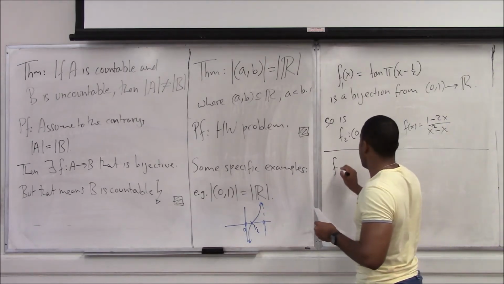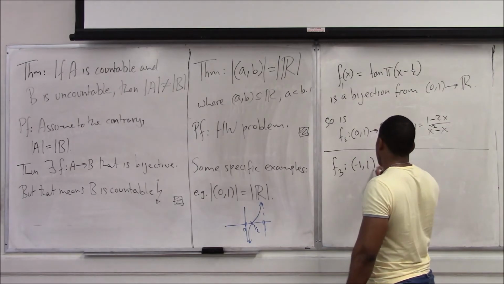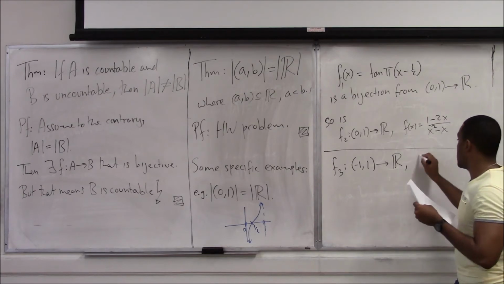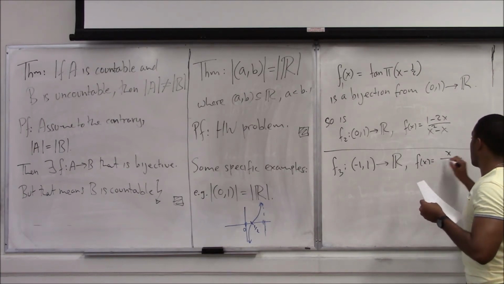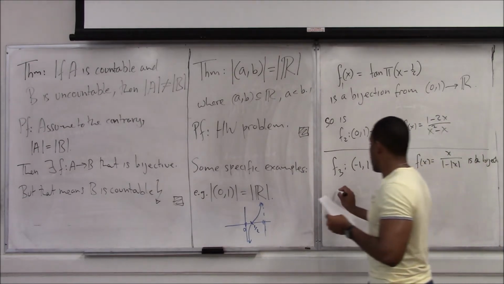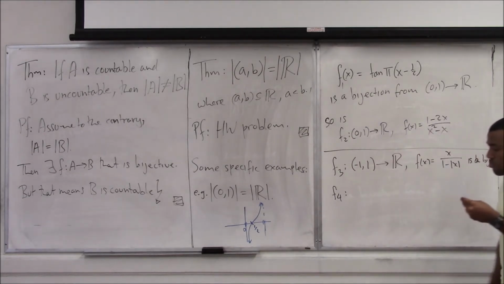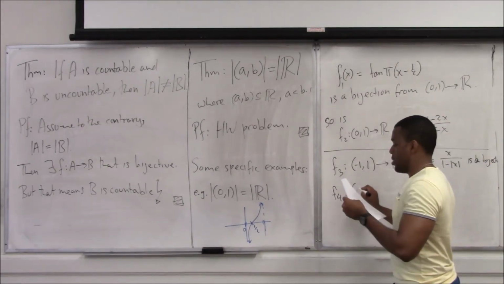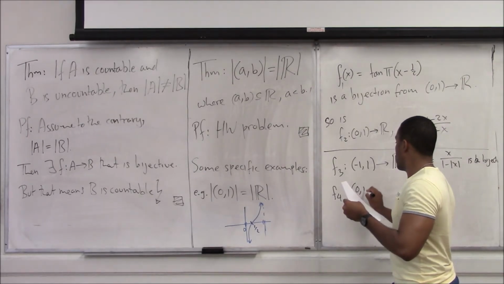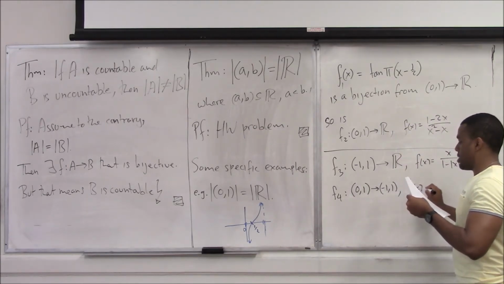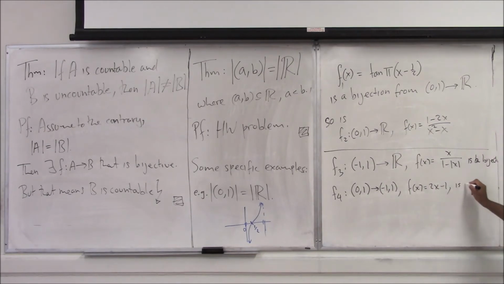Here's another example. F3. Let's go from -1 to 1 to all of R by this guy. F of x equals x over 1 minus absolute value of x. This is a bijection. Of course, when I say it's a bijection, we have to verify that. You can say F4. In F4, I can do a function from 0, 1 that goes to -1, 1 by f of x equals 2x minus 1. That's a bijection.